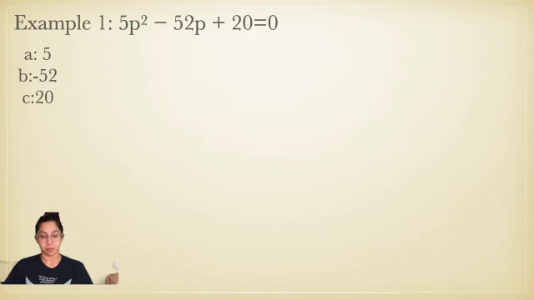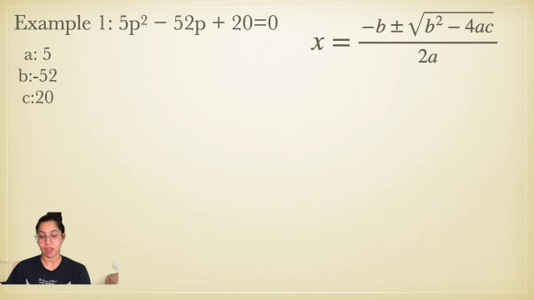So we have 5p squared minus 52p plus 20 equals 0. And so I'm going to take out a, b, and c: 5, negative 52, and 20. I have my quadratic equation, negative b plus or minus the square root of b squared minus 4ac, all divided by 2a. And this is not something that you will have to memorize. It's on your formula chart, so it's good to go.